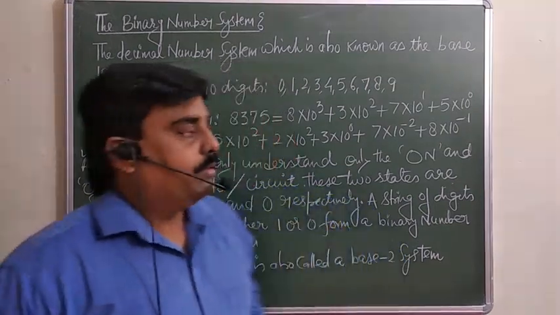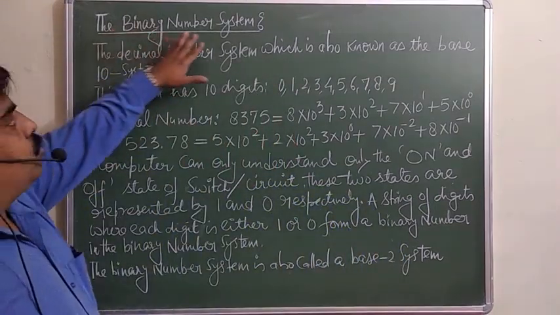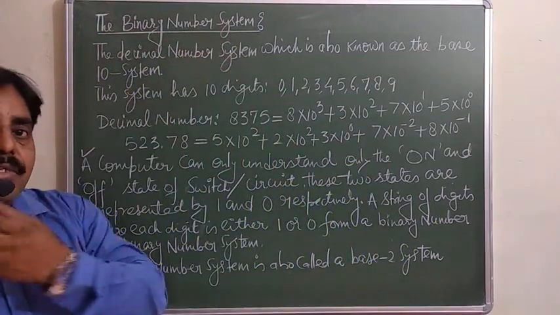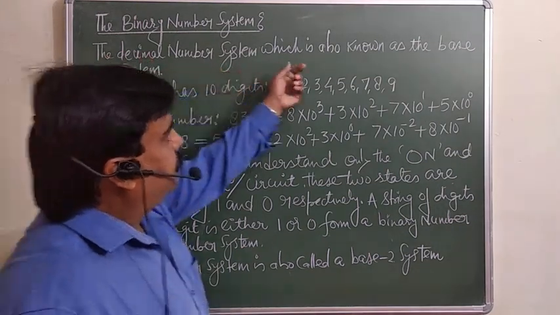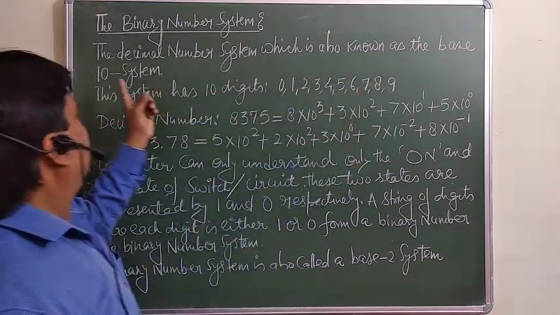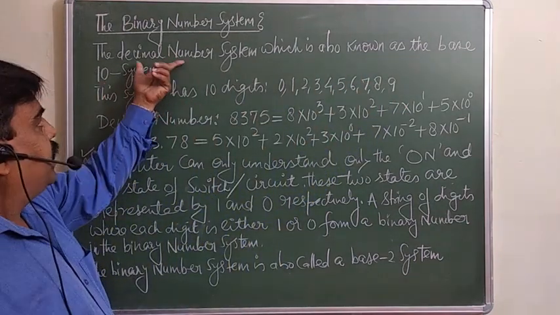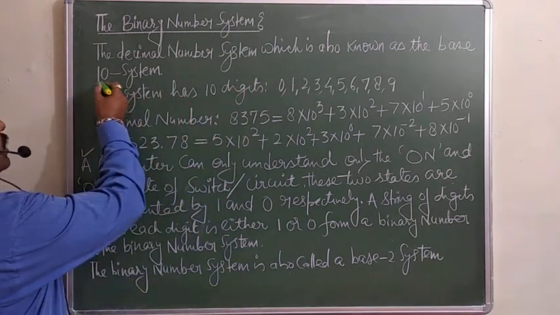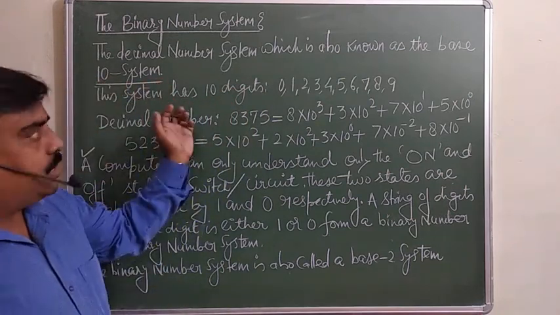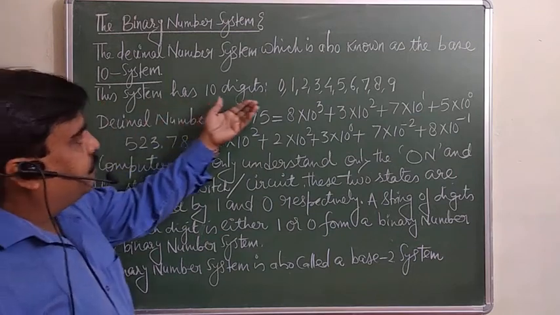Hello everybody. Now we will discuss the binary number system. What is the binary number system that we will discuss? So first is the decimal number system, which is also known as the base 10 system. Why are we saying the base 10 system? Because in this system we have 10 digits.